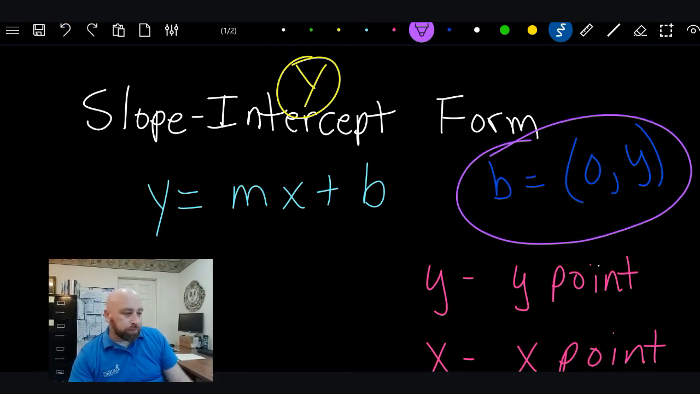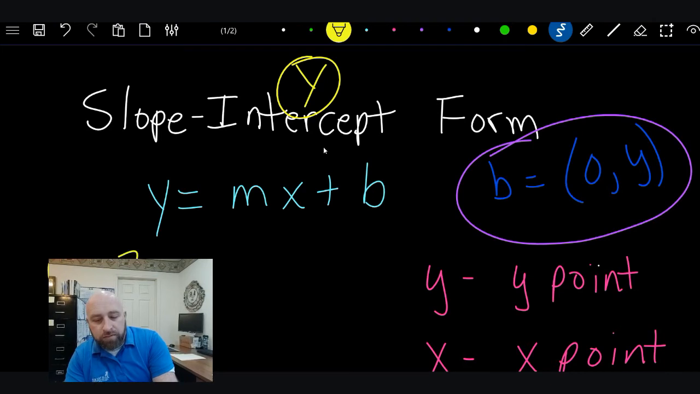All right. You can look at that example. I'll go ahead and do the example right here on the page for you. It's y equals 3x minus 2.